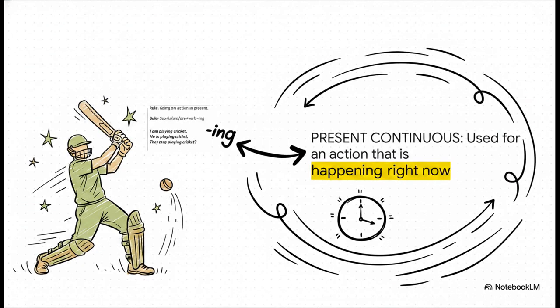Okay, now let's talk about an action that's actually in motion. That's where present continuous comes in. It's for something that is happening right now. You can spot it by that -ing at the end of the verb, which signals that something is in progress. So it's not just I play cricket, it's I am playing cricket. It's happening as we speak.